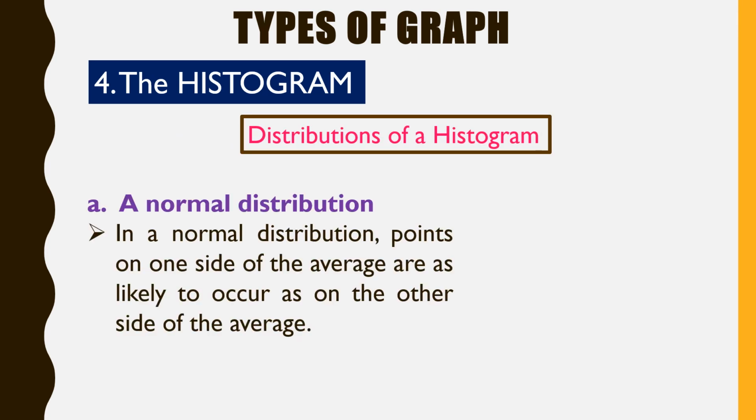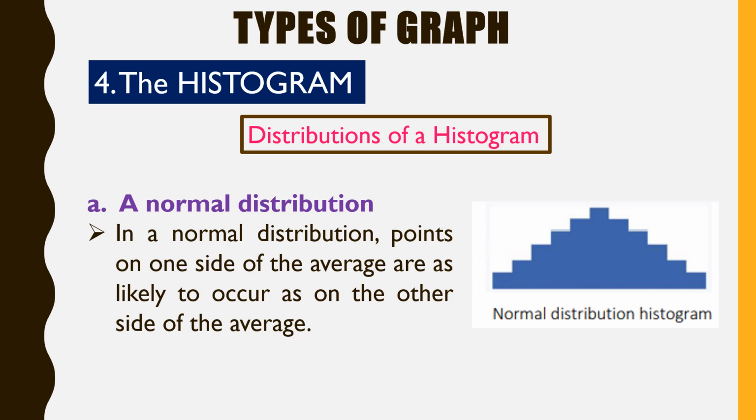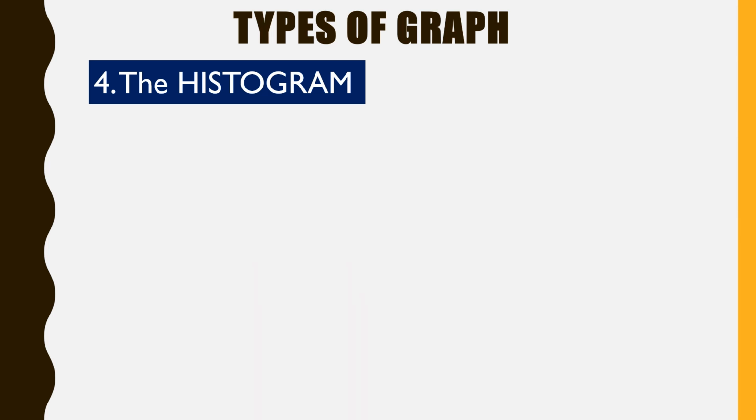And there are different distributions of a histogram. The first one is a normal distribution. In a normal distribution, points on one side of the average are as likely to occur as on the other side of the average. So, as you can see here, it is low in this part, same in this part, and then the peak is in the center. Okay, so that is a normal distribution of a histogram.